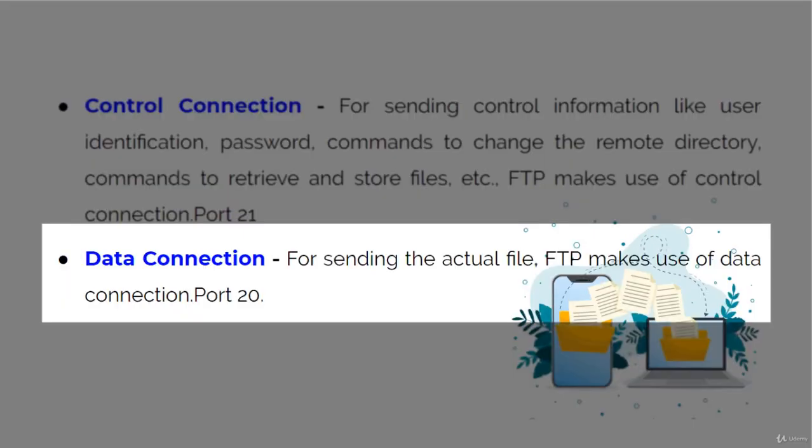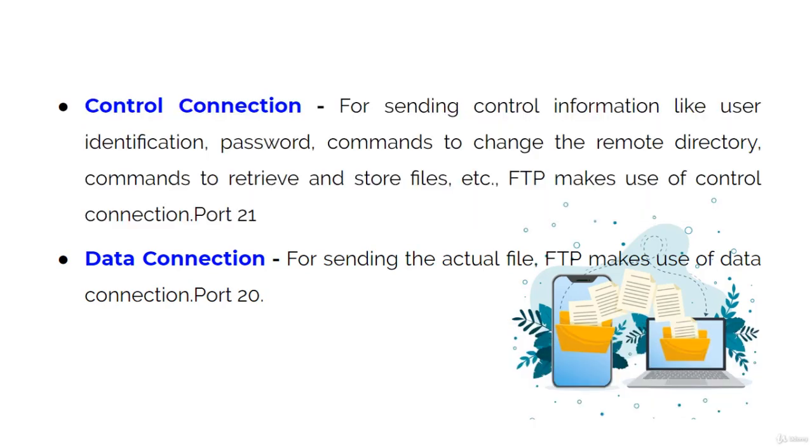Next, the data connection. The data connection uses very complex rules as data types may vary. The data connection is made between data transfer processes. The data connection opens when a command comes for transferring the files and closes when the file is transferred.